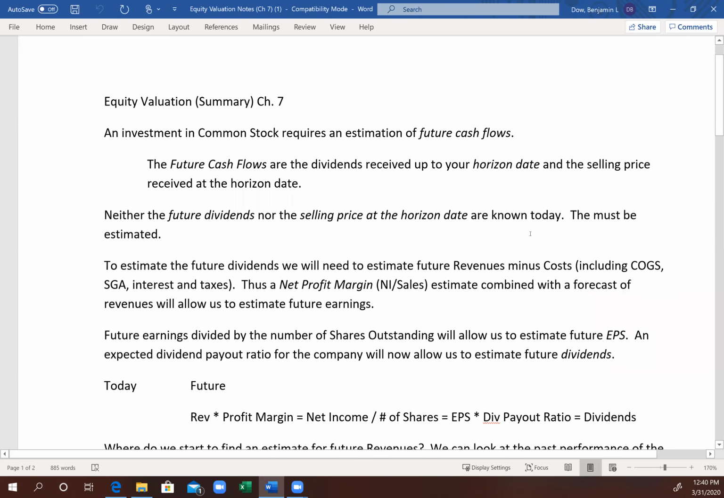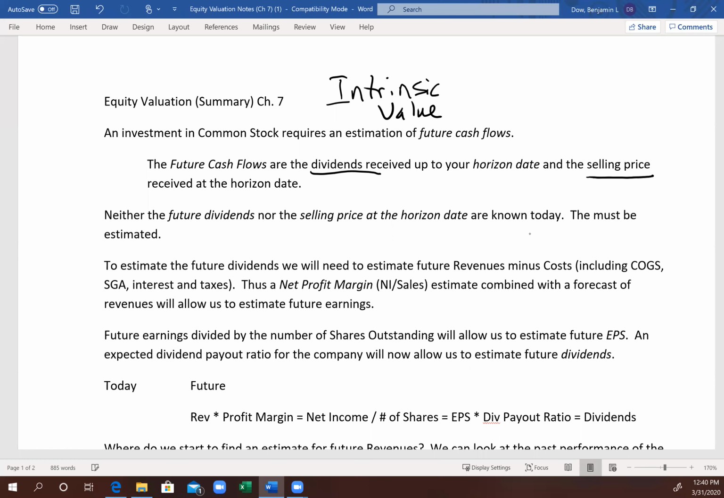So if you remember from chapter 7, what we were worried about is finding the value, what we called intrinsic value. So what we're really looking for is your valuation of a share of common stock. Now, in order to find the intrinsic value, you've got to know what the future cash flows are. And with stock, the future cash flows are dividends and the selling price. It's really the selling price on a horizon date, so we sometimes call it a horizon value.